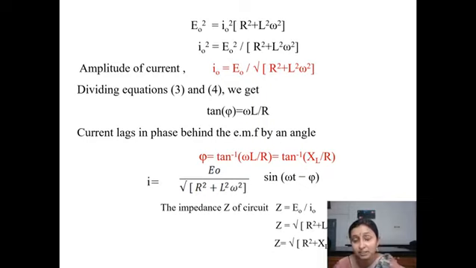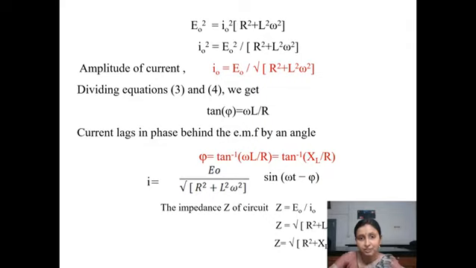Here impedance Z. Why do you call it impedance? It is the combined effect of resistance and reactance. Z is equal to E naught by I naught. From this we can get the value of Z as root of R square plus L square omega square, that is Z is equal to root of R square plus XL square.